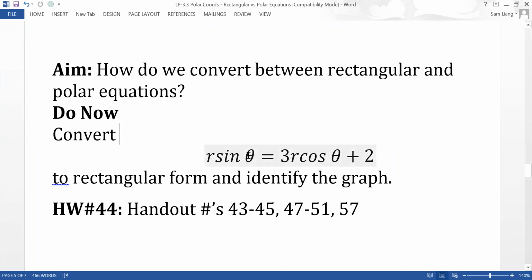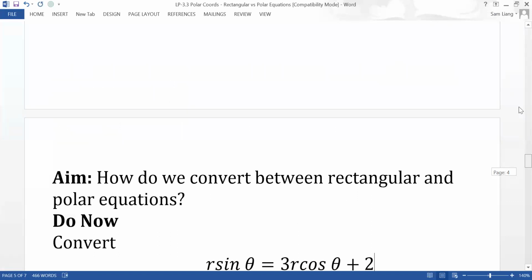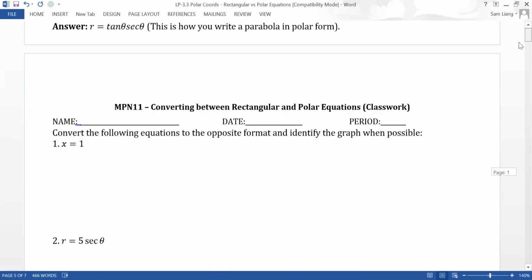Yeah, so r sine theta is going to be y, right? And then r cosine theta is x. So we'll have y equals 3x plus 2. And as you'll see, right, that's a line, right? Slope 3, y-intercept 2. All right, so let me scroll up to the solution.